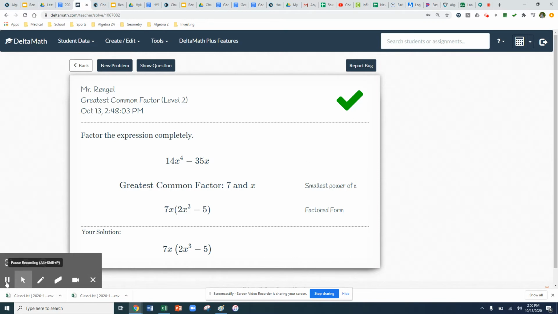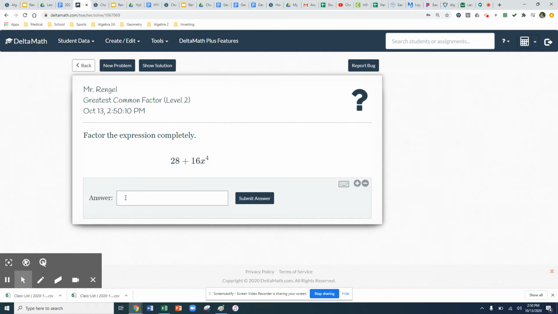So we'll take a look at one more. So we head to problem 2. We've got a 28 plus 16x to the fourth. Right now, this one is not written in standard form. Usually, you should have your variable part first. We'll do that when we make our answer.